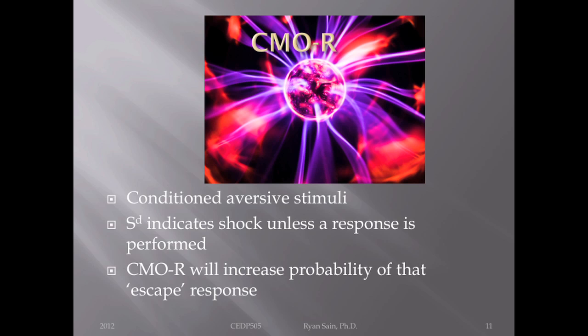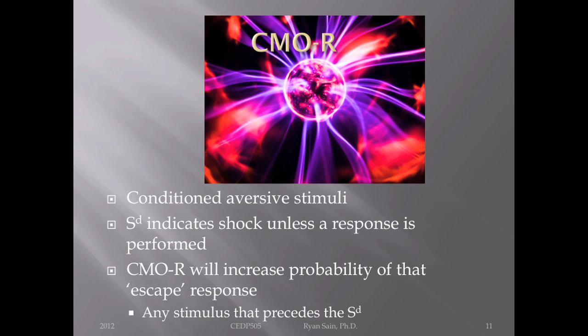So just by adding this new aversive stimulus in your environment, you're learning that there's another response that's going to be reinforced that's going to terminate all these aversive stimuli. And any stimulus that precedes the discriminative stimulus becomes a CMO-R. So if the SD is a buzzer, then whatever environment is also present when that buzzer happens is what becomes that CMO-R.